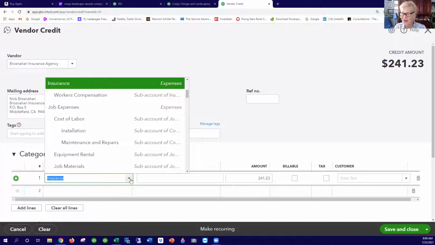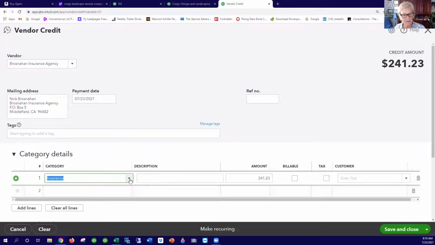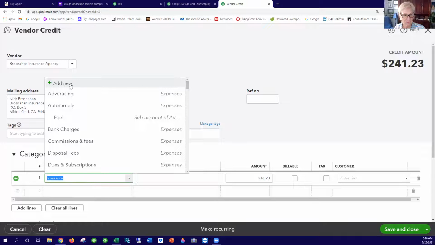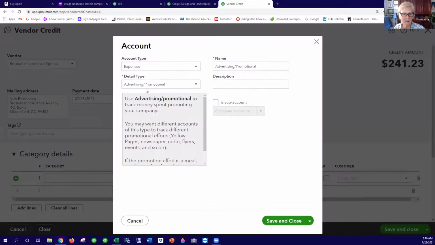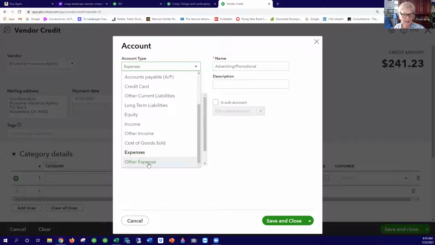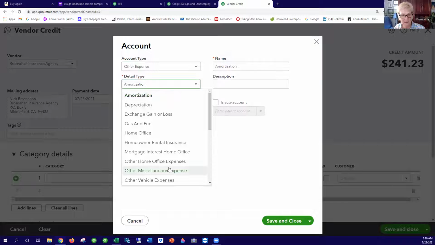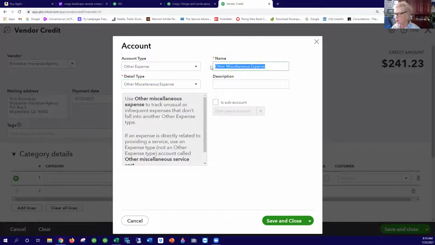Speaking of cats, last year we exited, so $241 might be pretty minuscule. I might also credit it back. Or there's something I've seen a lot of the CPAs and tax professionals use. It's an other expense account, down at the bottom of the profit and loss. It's other miscellaneous expense, and it's called a prior period adjustment.